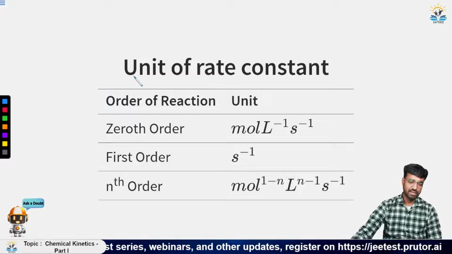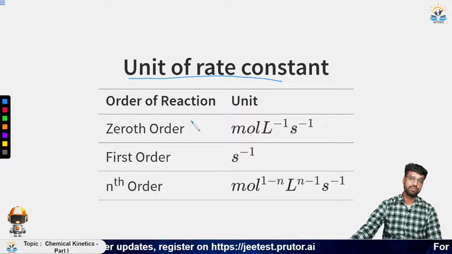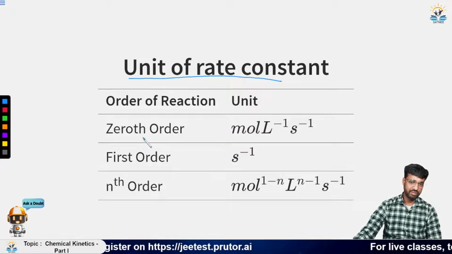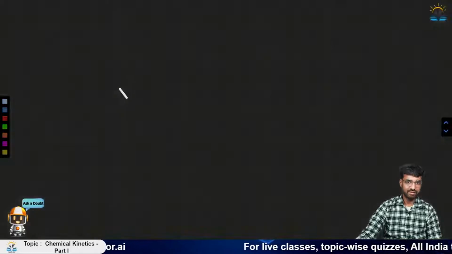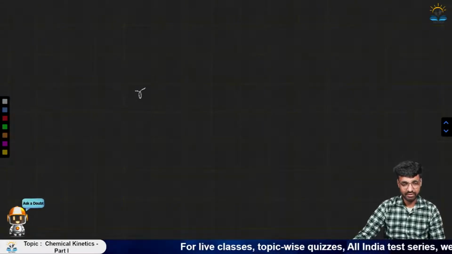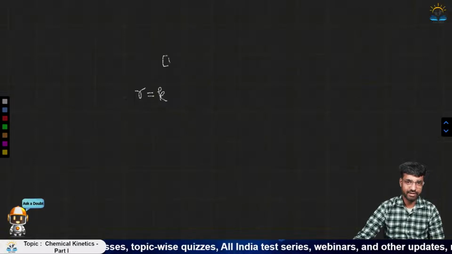Now let us see what can be the unit of this rate constant. What do you mean by zero order reaction, first order and nth order? So let us again write this rate law, which is like this: r is equal to k. Suppose we are taking only one reactant, that is A.